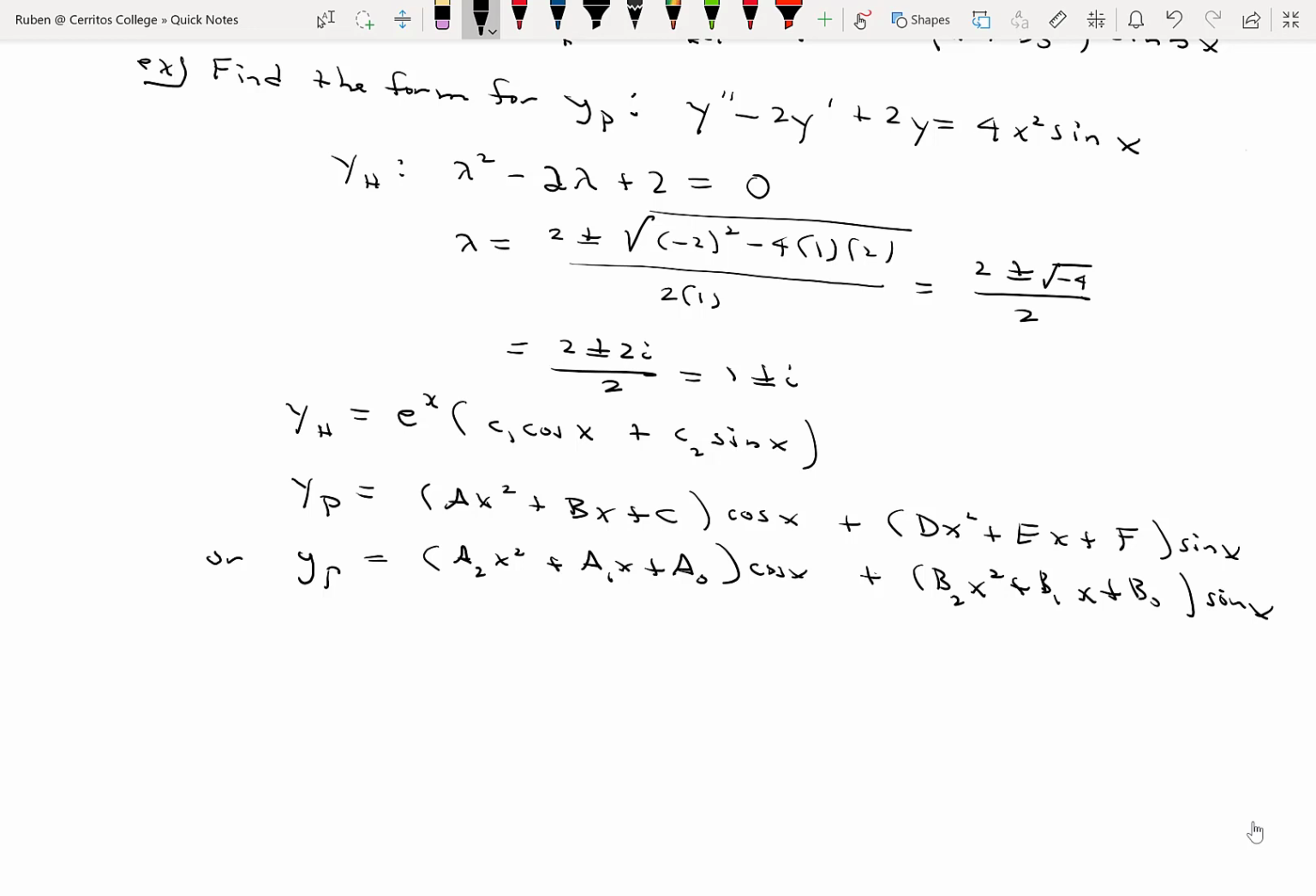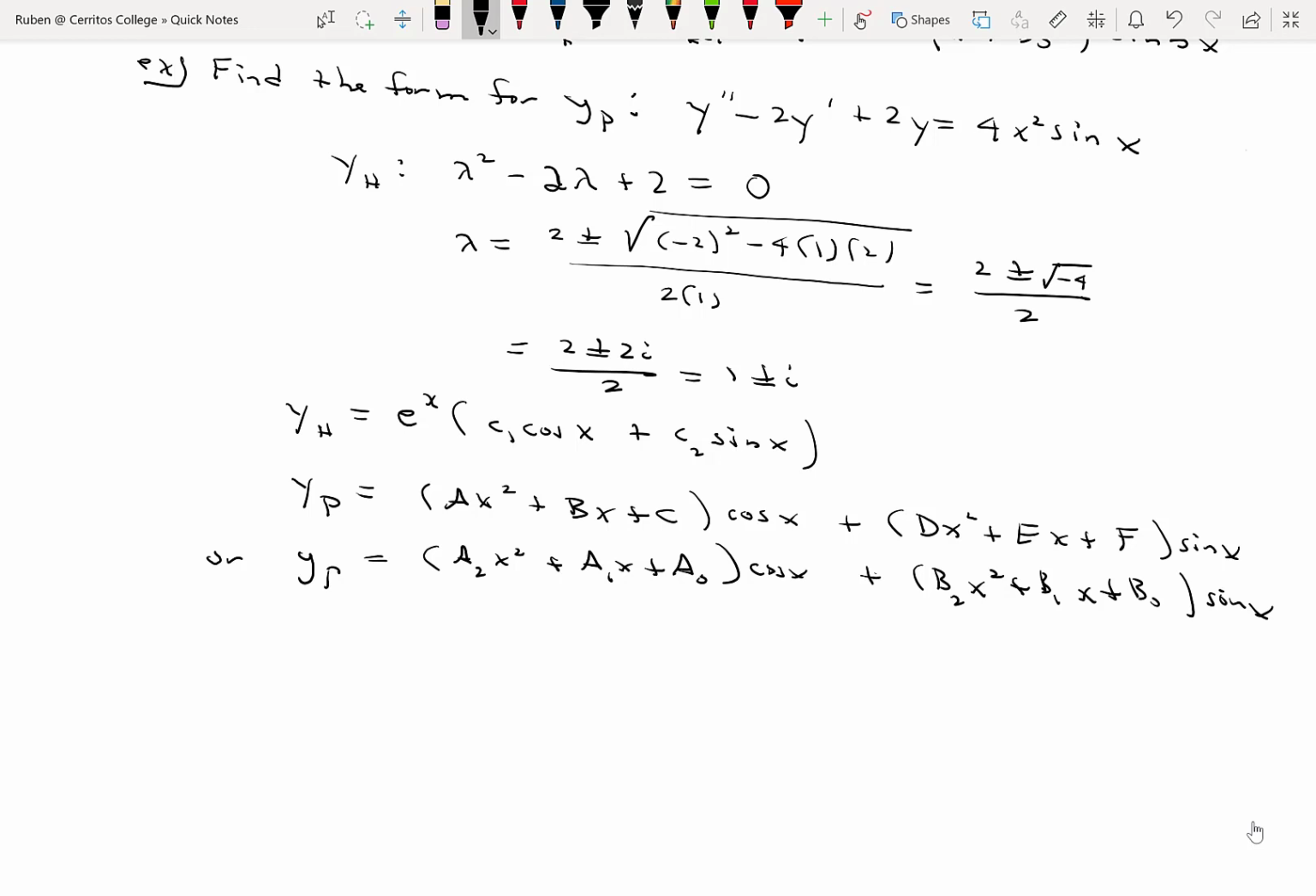By the way, I haven't mentioned the name of the method. Right now would be a perfect time to say it. Actually, a perfect time would have been at the beginning of the video. The method is called the method of undetermined coefficients. To finish this problem, we would determine the values of A, B, C, D, E, and F. That's why the method is called undetermined coefficients.